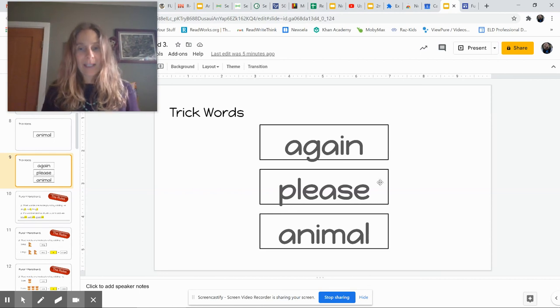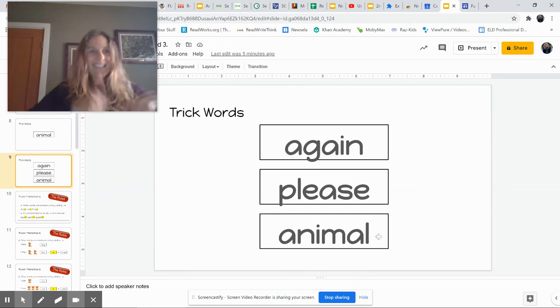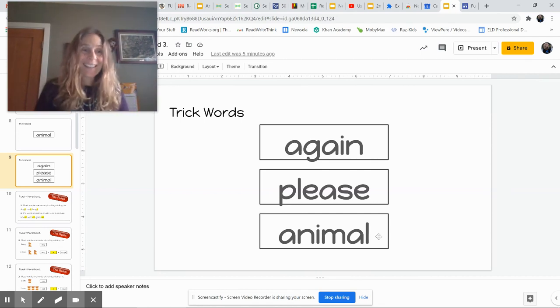Again, please, animal. And then we'll go up. Animal, please, again. And now let's go down the ladder one more time. Again, please, animal. Great job, students. Now on to our next slide where we're going to be doing some dictation. So you'll need a paper and a pencil or a whiteboard and a marker. See you there.